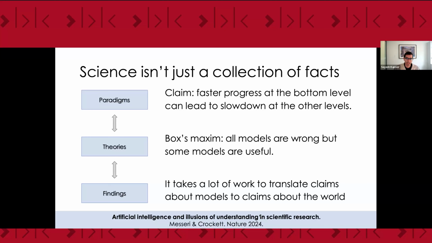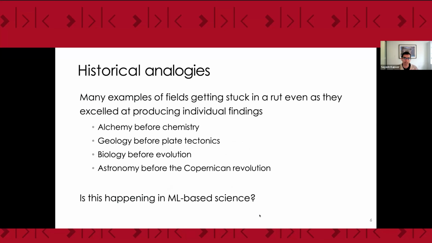So precisely because we can use AI to get more mileage out of existing theories and existing paradigms, that might lead to the existing paradigms sticking around for a longer time period. It might prevent the development of paradigms and theories that move beyond the existing level at which we do research. And there are many historical analogies, many times when fields have gotten stuck in a rut, even as they produced individual findings at an ever more increased pace.